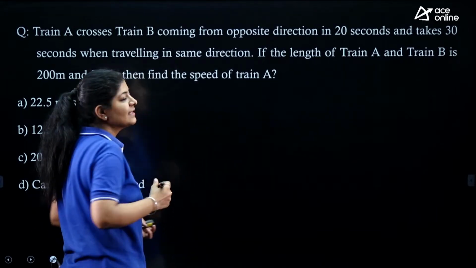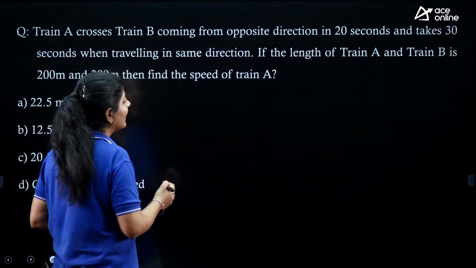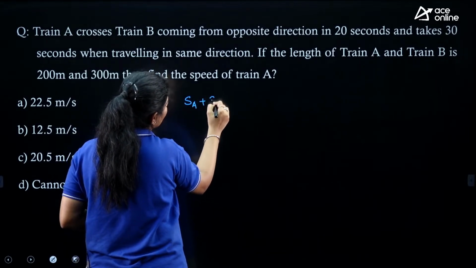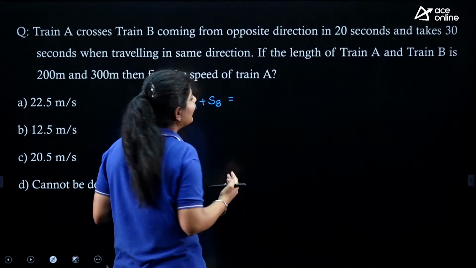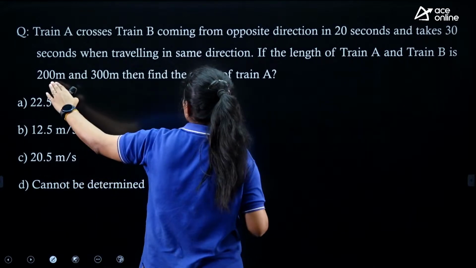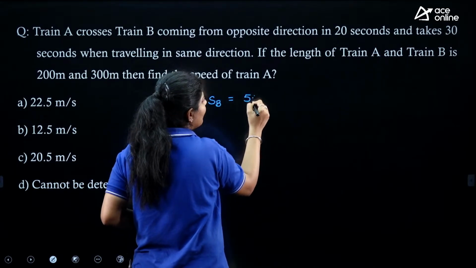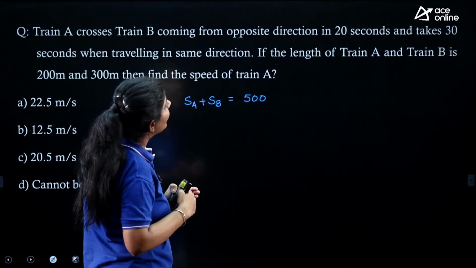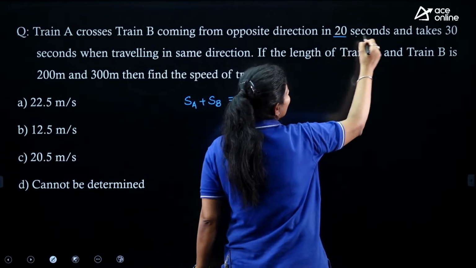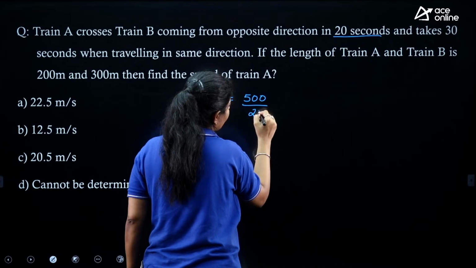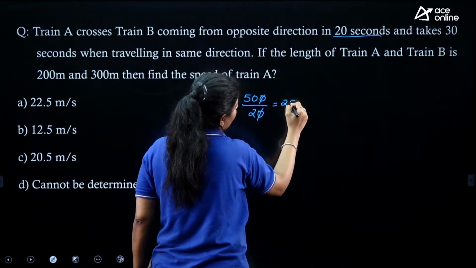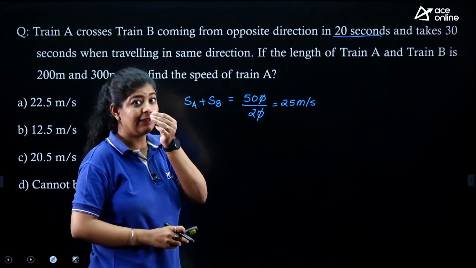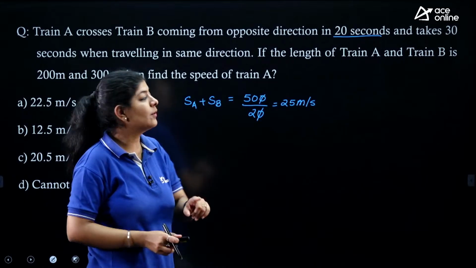Okay, so first let's try to create an equation for the opposite direction. We know that opposites attract each other. So SA, speed of train A plus speed of train B, is nothing but the length of both the trains, which is given as 200 meters and 300 meters. So the combined value is 500 meters. When they are coming in the opposite direction, they will cross each other in 20 seconds. This is the value of relative speed that we got in the condition of opposite direction.